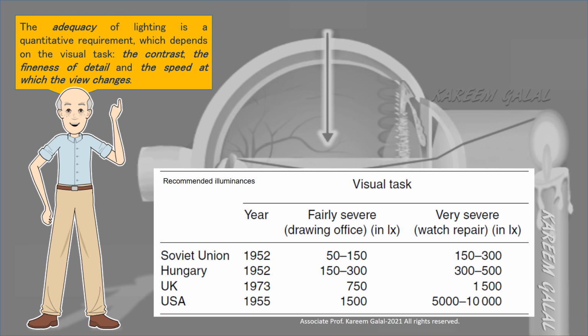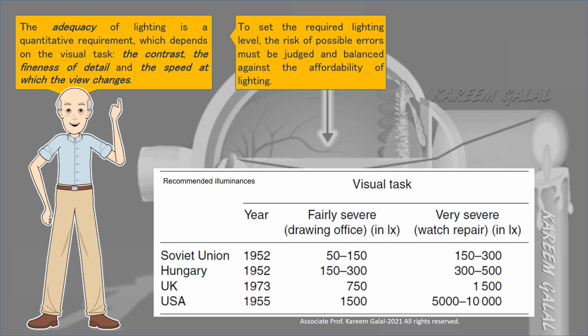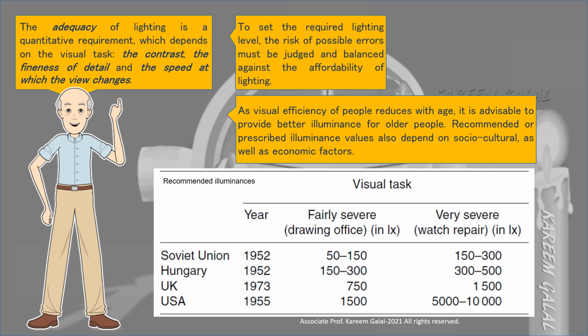The adequacy of lighting is a quantitative requirement, which depends on the visual task, the contrast, the fineness of detail, and the speed at which the view changes. To set the required lighting level, the risk of possible errors must be judged and balanced against the affordability of lighting. As visual efficiency of people reduces with age, it is advisable to provide better illuminance for older people. Recommended or prescribed illuminance values also depend on socio-cultural, as well as economic factors.